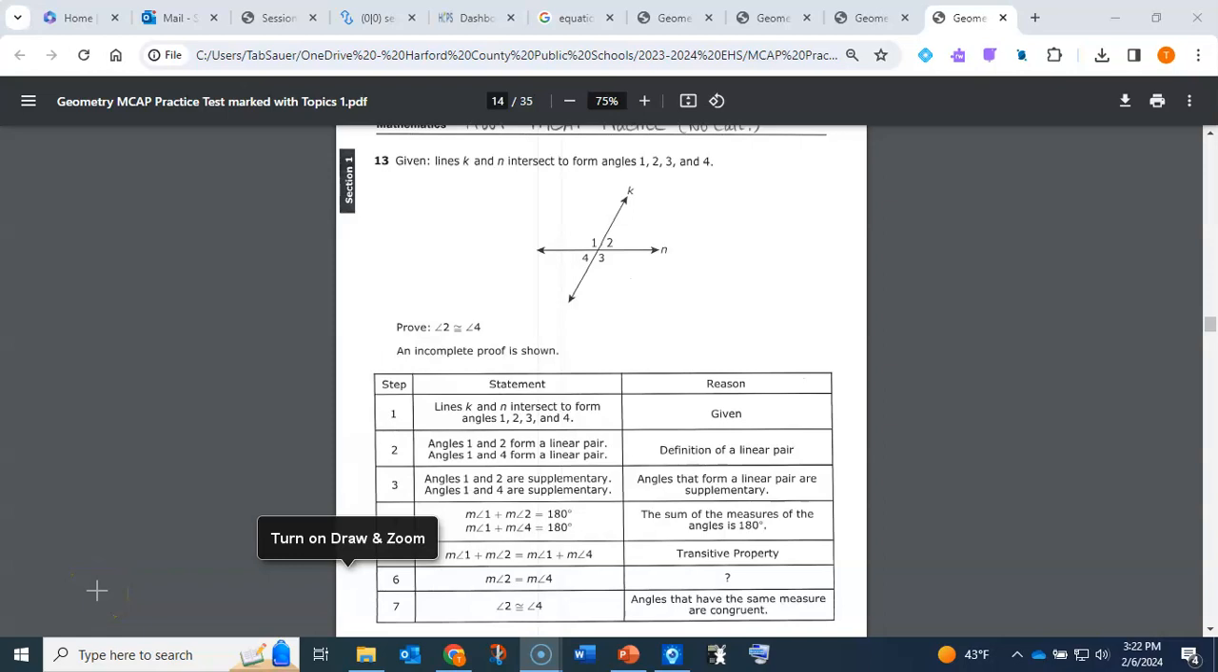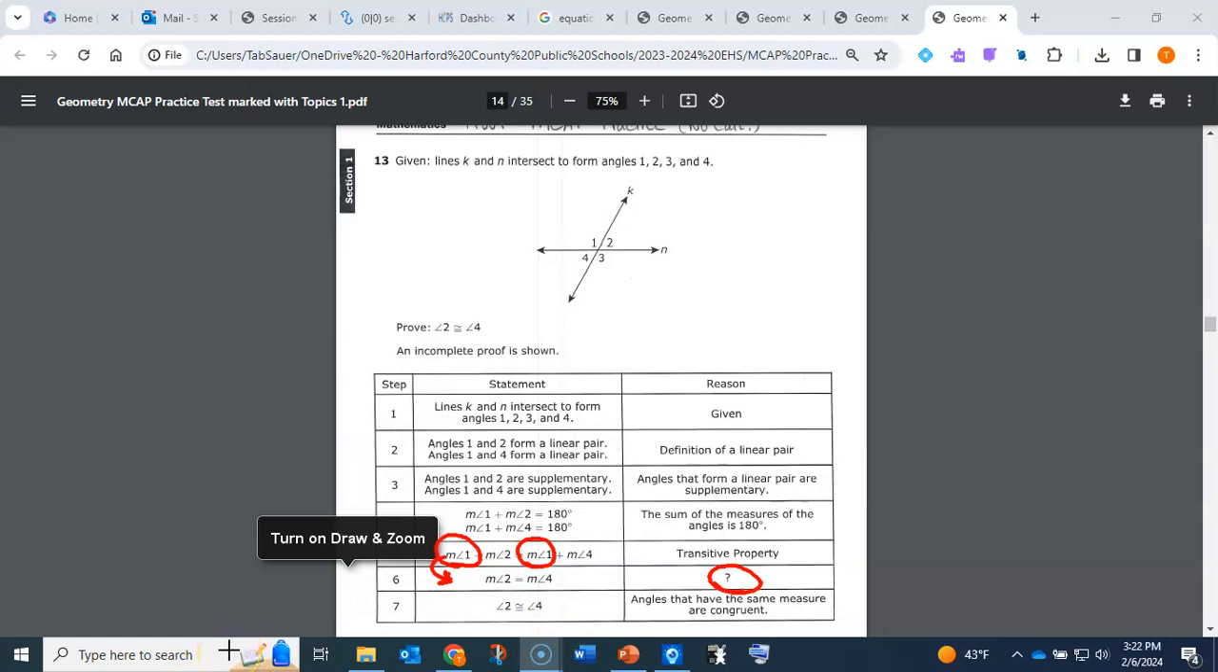All right, so number 13, and this will be the last one I do for this video because this is the end of section 1. It says given lines K and N intersect to form angles 1, 2, 3, and 4. Prove that angle 2 is congruent to angle 4. Our incomplete proof is shown here. The spot we're missing is right here. So how did they go from the previous step to that step? Going from this step to this step, we have the measure of angle 1 plus the measure of angle 2 equals the measure of angle 1 plus the measure of angle 4. To go from that to the measure of angle 2 equals the measure of angle 4, they just subtracted the measure of angle 1 from both sides, just using algebra skills. That reasoning is called the subtraction property of equality, because all they did was subtract.